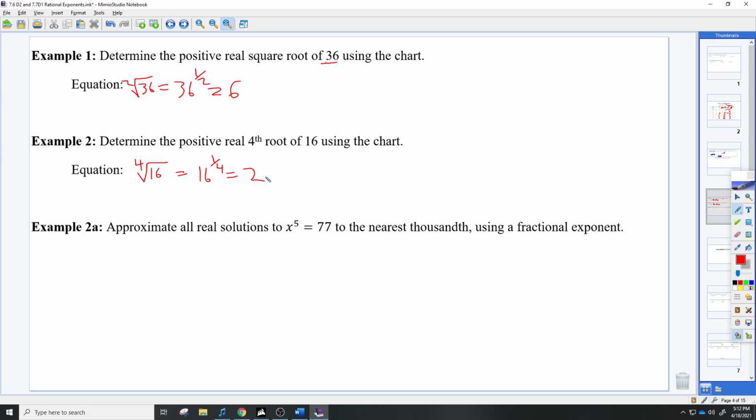So that's how you use the chart. Again, you could put this in the calculator to get the same answers, but I want to practice using the chart to hopefully do some problems without using the calculator. All right, the next one we will use the calculator because we have to get a decimal.